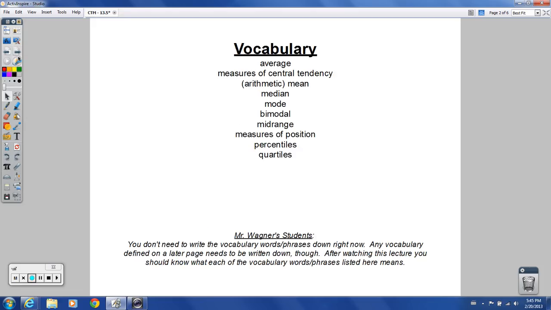Alright, moving on to some vocabulary. We've got all these different things, a lot of these words I bet you know of from prior math classes, but average, measures of central tendency, arithmetic means. There's something called a geometric mean that you learn about in geometry, and you learn about some other classes too. But we're going to talk about the arithmetic mean. Whenever we say mean, that's what we mean. That is what we're referring to, the arithmetic mean, unless you are told otherwise. And then the rest of these words as you see there.